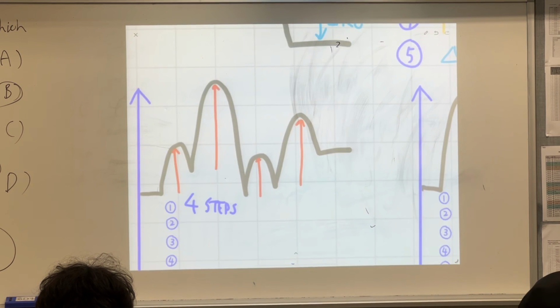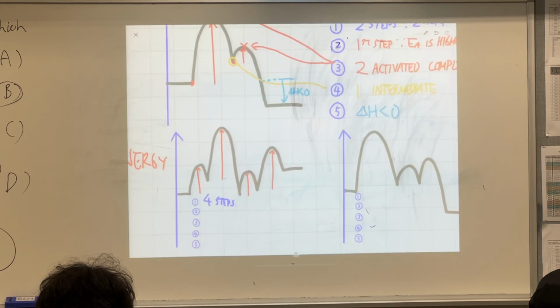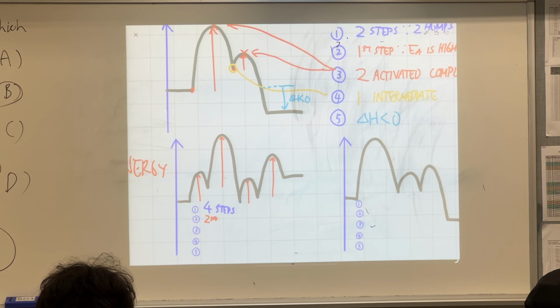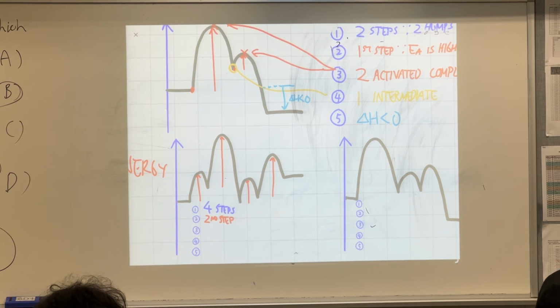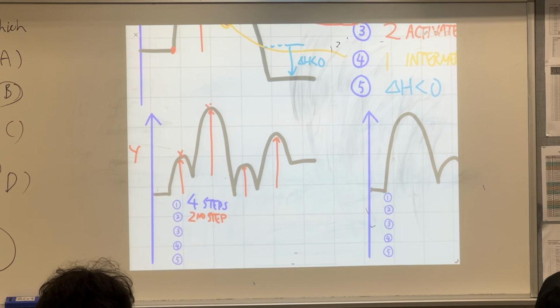So which step is the slowest? Second step is the slowest. How many activated complexes are there? 4. So we have 1, 2, 3, 4. Excellent. So 4 activated complex. So how many valleys do you see? 3. Yes. And they are at these positions. 1, 2, 3.